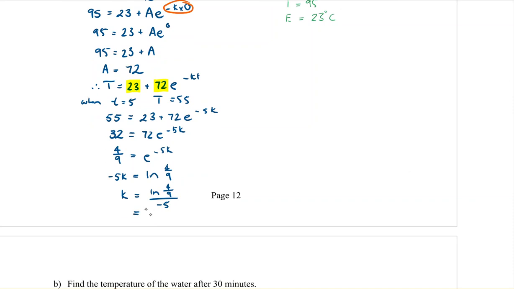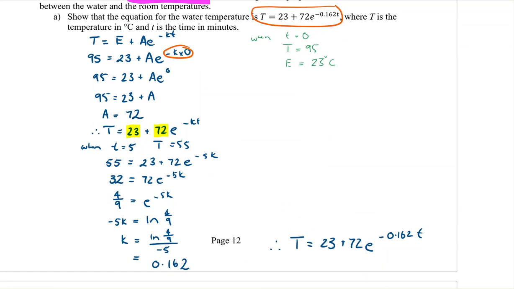And I did get, sorry, it shouldn't be minus there. It should be 0.1622. There are more decimal places there, but we only need it to there. So we have our equation. Therefore, we've shown it all. T is equal to 23 plus 72e to the minus 0.162t. That's what I had to show. It was a little bit of work to find all those pronumerals in there, but I did get that equation that I needed to get.